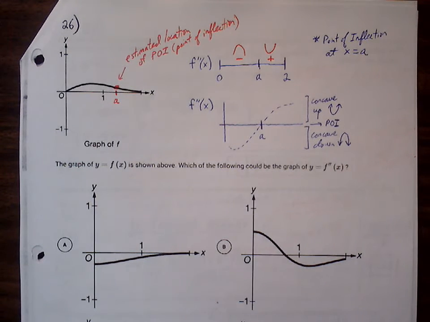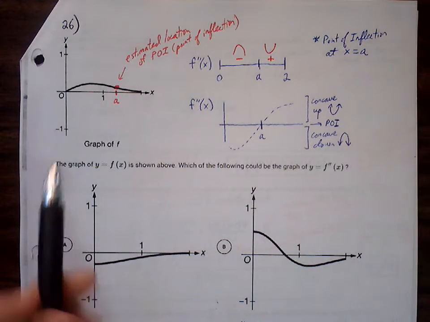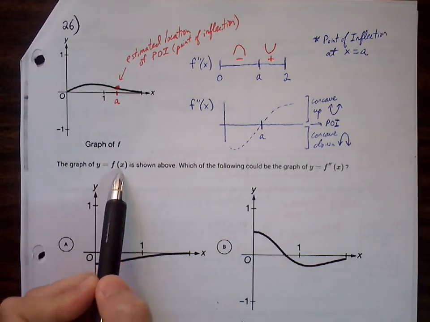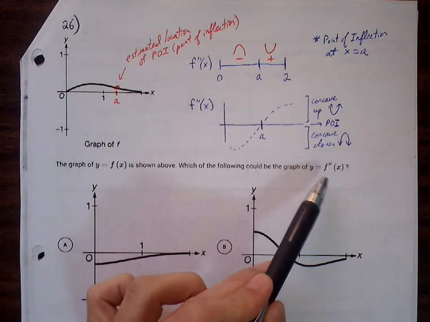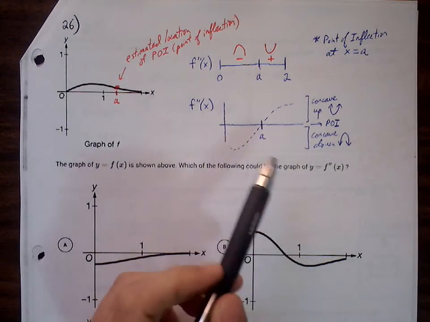This is the multiple choice cumulative review. Let's look at 26 here. The graph of f of x is shown. So here's the graph of f. Which of the following could be the graph of the second derivative, y double prime?